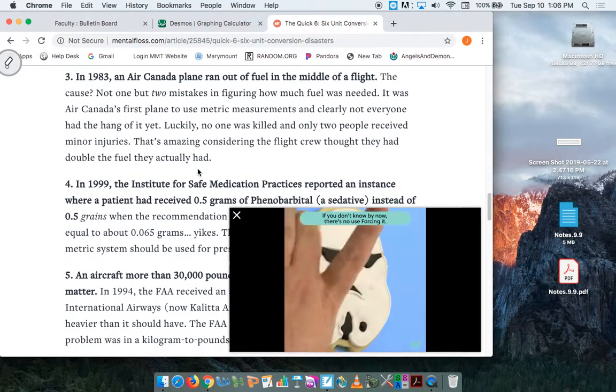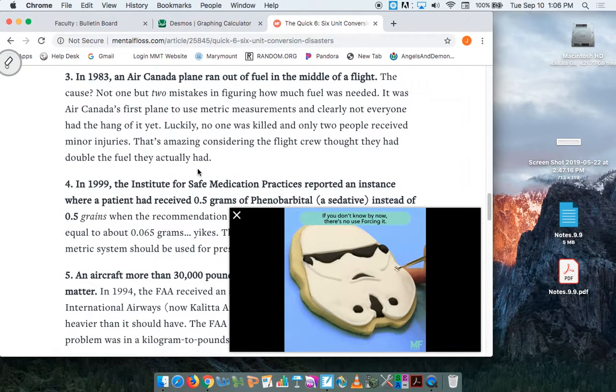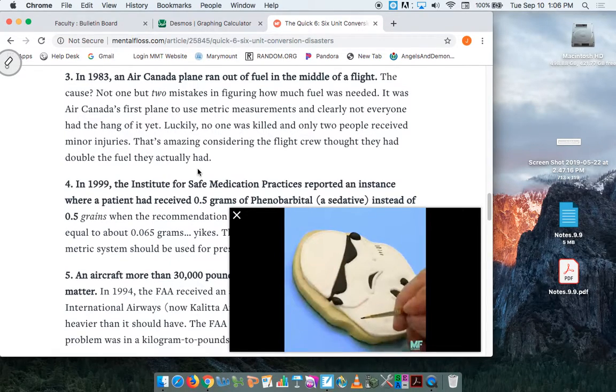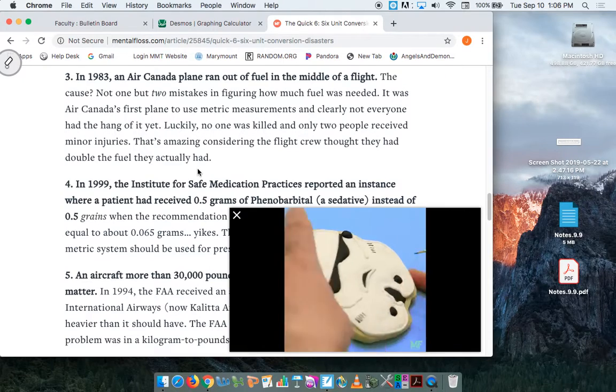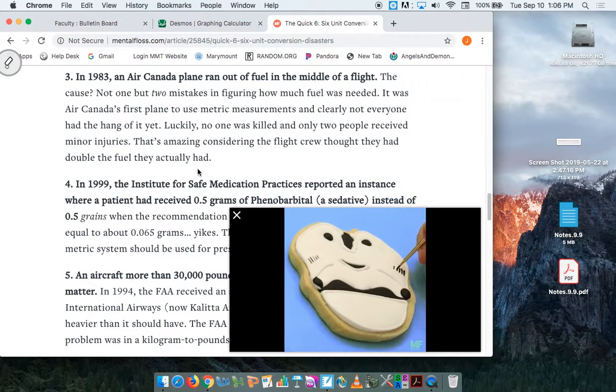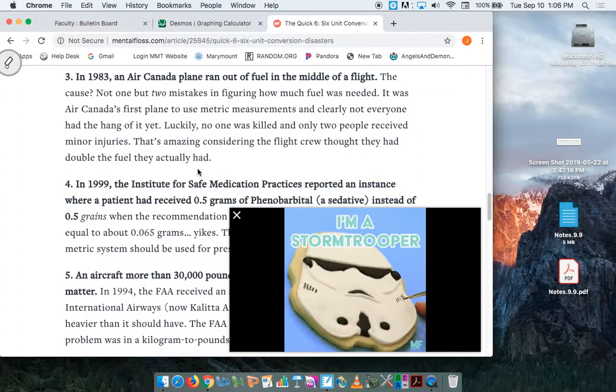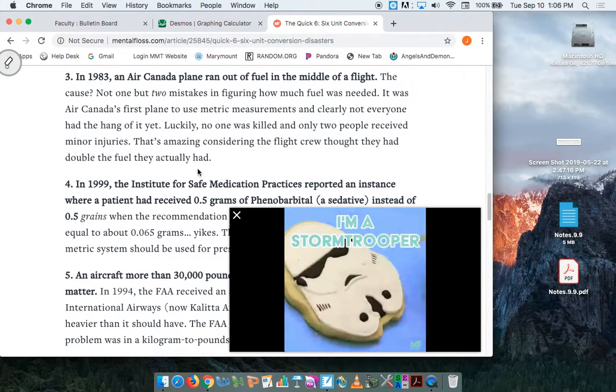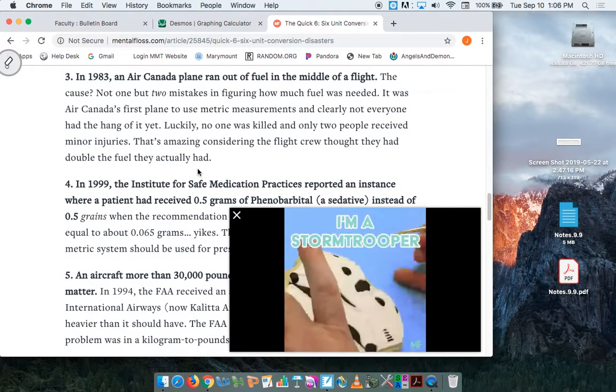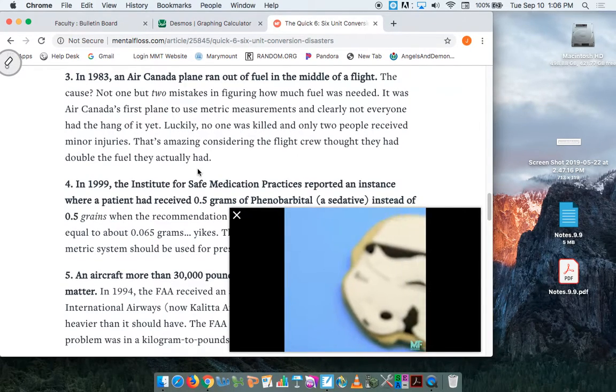This is interesting. In 1983, an Air Canada plane ran out of fuel in the middle of a flight. People really need to know how to do this stuff that we're doing today. The cause, not one but 2 mistakes in figuring out how much fuel was needed. It was Air Canada's first plane to use metric measurements, and clearly not everyone had the hang of it yet.